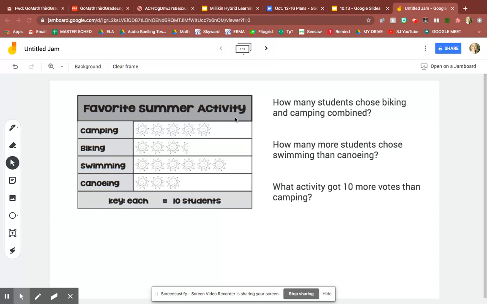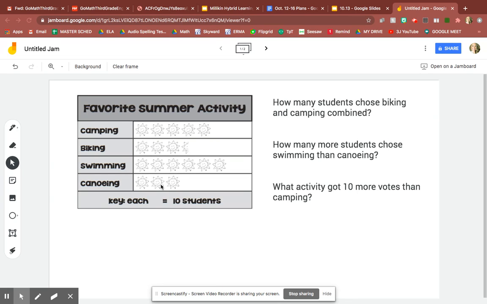All right, now that you're all ready, let's go ahead and answer these questions to the right. Number 1 says, how many students chose biking and camping combined? So combined here, that tells us that we have to do what? What do you think we have to do here? We have to add here, okay? So we know that this problem is gonna have to do with adding. And it says that we have to do biking and camping. So we're gonna have to add those two up.